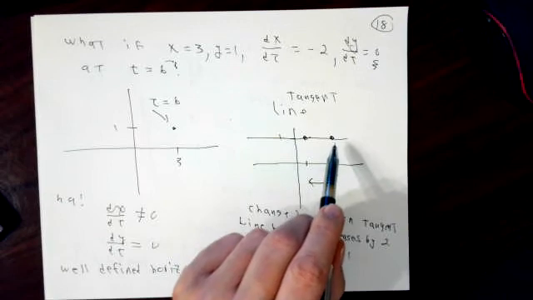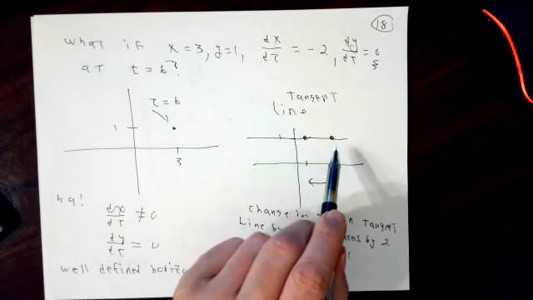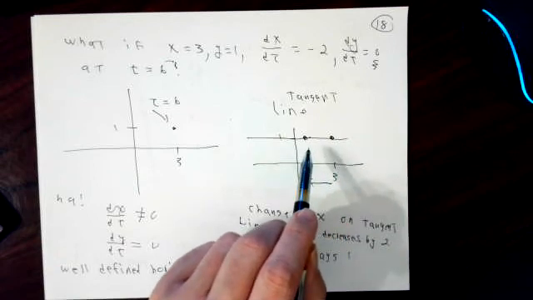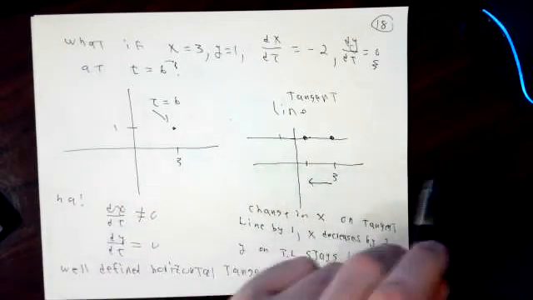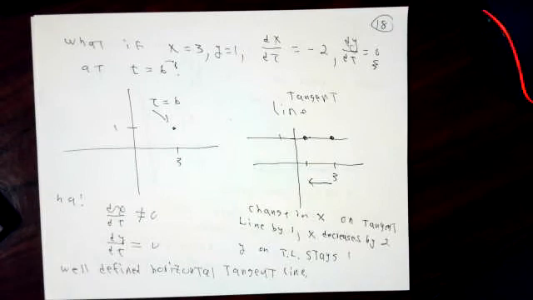So if I sit here and I increase t by 1, the y coordinate doesn't change, but the x coordinate gets smaller by 2. If dx dt is negative 2 and dy dt is 0, I have myself a horizontal tangent line. So that also is not any big problem for us.